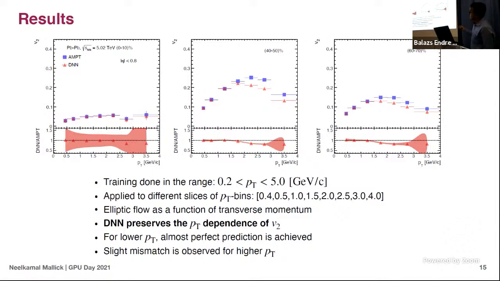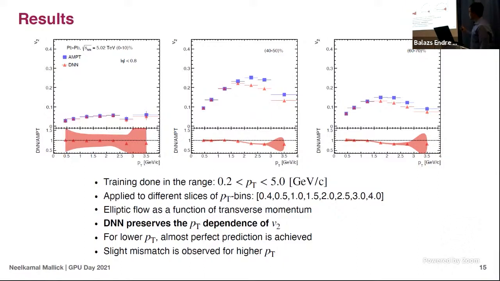We can see that in the lower PT domain, up to 2 GeV, the predictions are pretty nice. But as we move towards a bit higher PT, it starts to deviate a little bit from the simulation. So we can say that the DNN preserves the PT dependence of V2, but there is a slight mismatch between the points at the higher PT values.